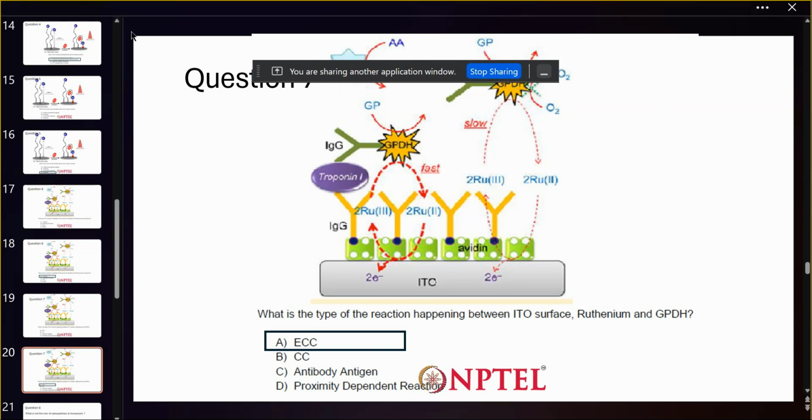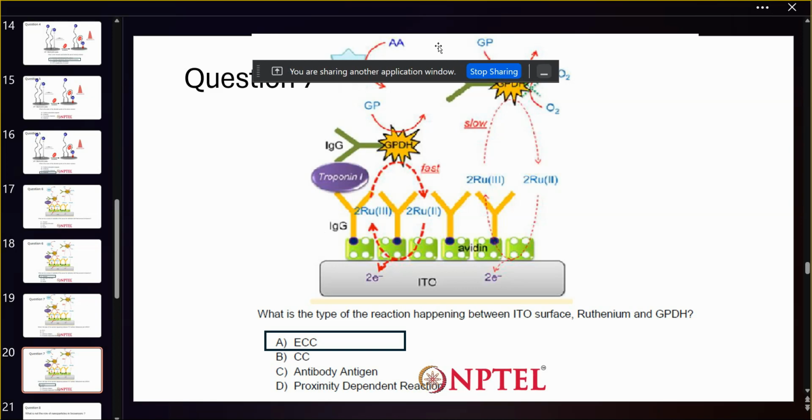So that is the electrochemical-chemical system. Antibody-antigen binding is not what is happening between the indium tin oxide surface, ruthenium, and CPDH. That is something which is happening between troponin I and the immunoglobulin antibody. So you need to understand that.